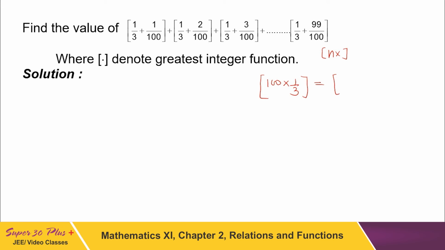It is 33.3. Your answer will be 33. Means by using the property, we can solve this type of questions very easily. So I request you, please memorize all the properties of the greatest integer x.